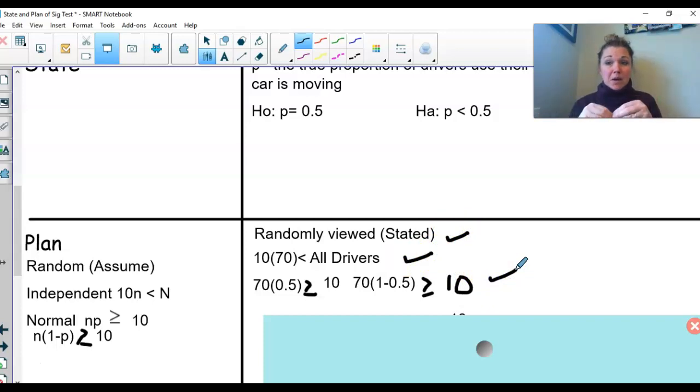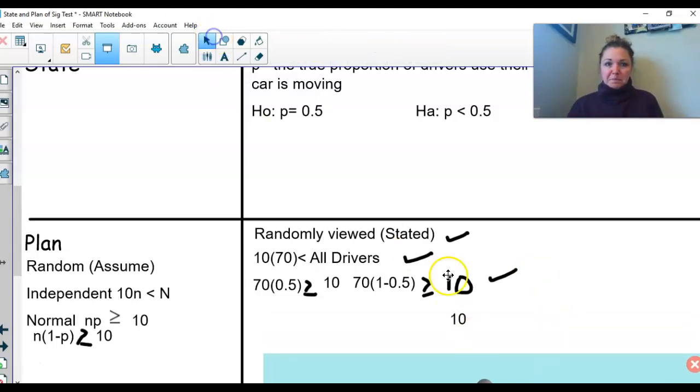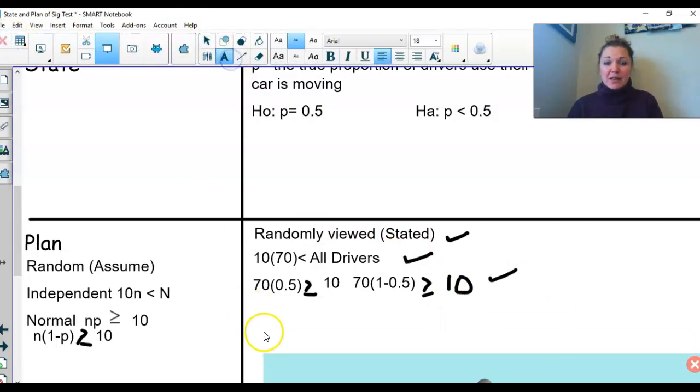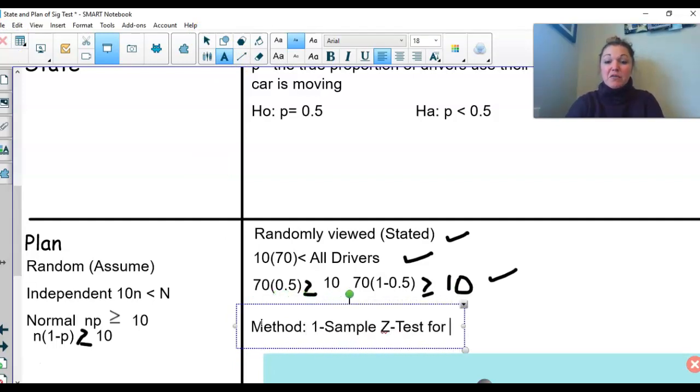Now here's the part that we do. We put our method. What are we going to do now? Because we've met those conditions. And now what we're going to do is we are going to use a one sample z-test for p.